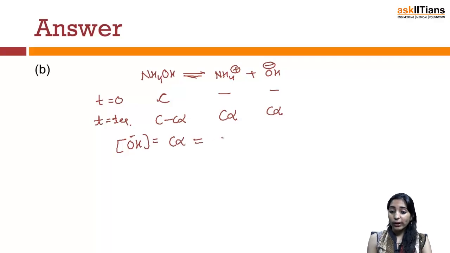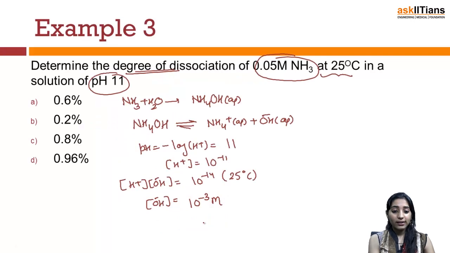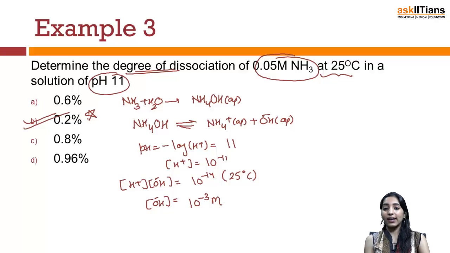Now the concentration of OH- is given to be 10 to the power minus 3 molar, and the concentration C according to the question is 0.05 molar. So I'll put these in the equation: 0.05 molar times alpha is equal to 10 to the power minus 3 molar. Solving for alpha, I get 2 times 10 to the power minus 2. Converting it into percentage, the answer is 0.2%. Let's see if this option is there in the question. Yes, 0.2% is there and hence option B is the correct option.